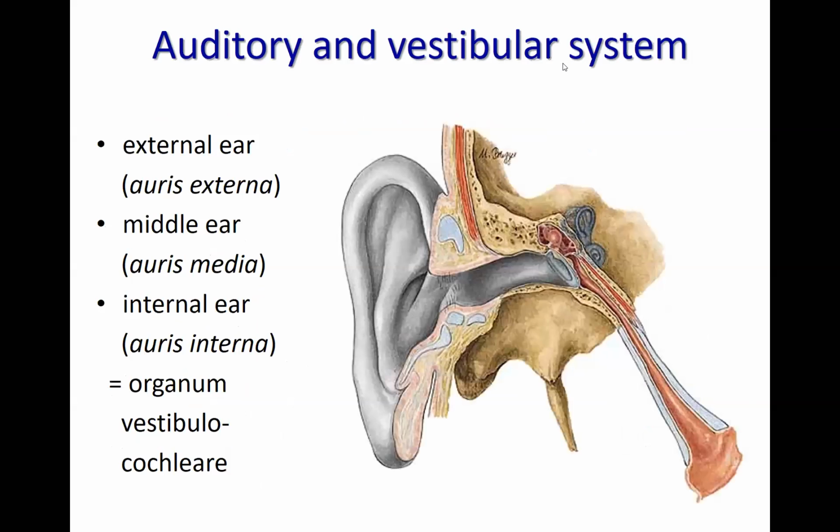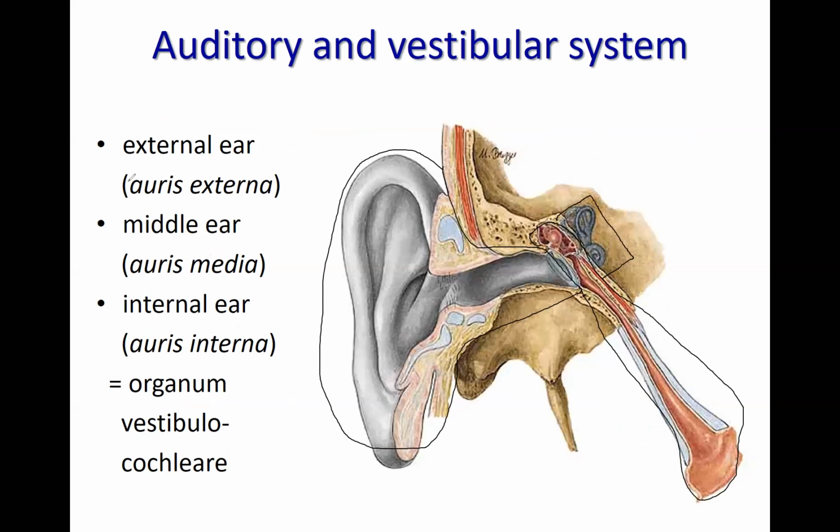So today we will concentrate on the auricle and external acoustic meatus first, and then middle ear cavity together with the Eustachian or auditory tube, and then basics about the inner ear, and then the histology and embryology of the inner ear will follow in a separate lecture by Dr. Uhlík.